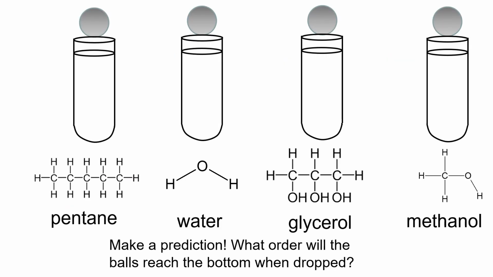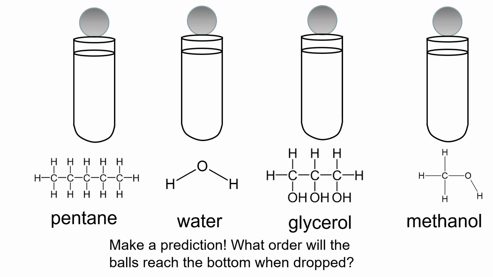Okay, we're going to make a prediction here. So we've got 4 different test tubes with 4 different liquids of different viscosities or thicknesses, and we're going to simultaneously drop a ball bearing into each one. So looking at the different solutions we've got here and their structural formula, I want to predict what order the balls reach the bottom when dropped, from fastest to slowest. So pause the video, have a guess, and then see if you're correct.